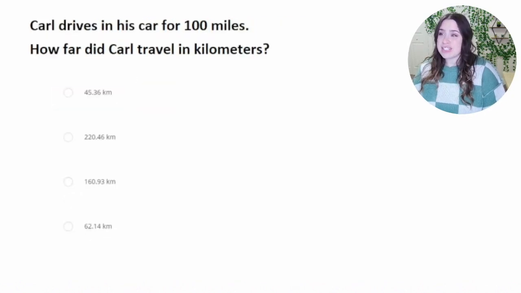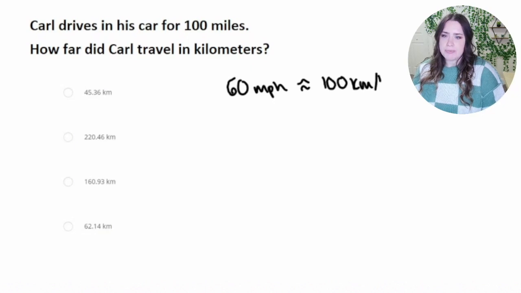Okay, this next question says, Carl drives in his car for 100 miles. How far did Carl travel in kilometers? So we're going to need to know a conversion rate here between miles and kilometers. As a driver, you may or may not have noticed that 60 miles per hour is approximately the same as 100 kilometers per hour. So you could use that if you remember that to get an estimation. Or the official conversion is that 0.6214 miles is equal to 1 kilometer.